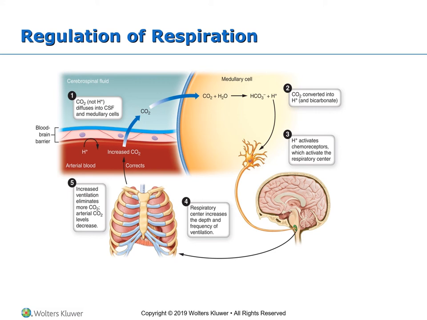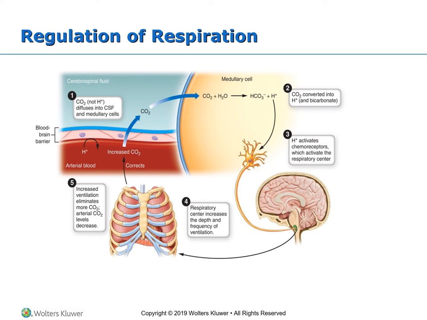So let's start at the level of the cerebrospinal fluid. Let's start with number one. You see over there that CO2 will diffuse into the CSF and into the medullary cells. In the image, you have the blood-brain barrier, which is a membrane made out of cells that separates the brain tissue from the bloodstream. Whenever there is an increased CO2 level in the bloodstream, the CO2 will diffuse inside the CSF and the medullary cells, and at the level of the medullary cell will combine with water and produce bicarbonate and the H+ ion, the proton. The proton, which is acidic, will stimulate the neurons.